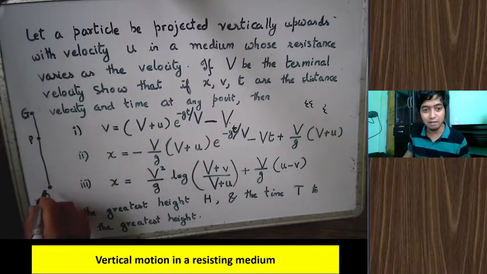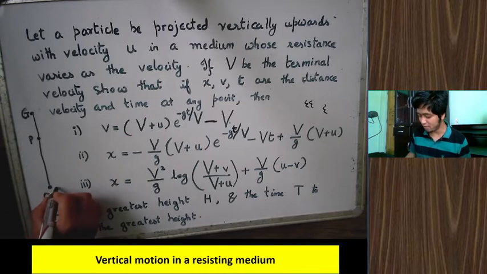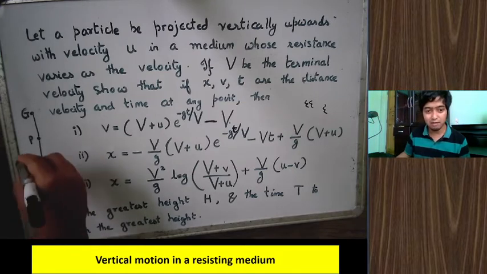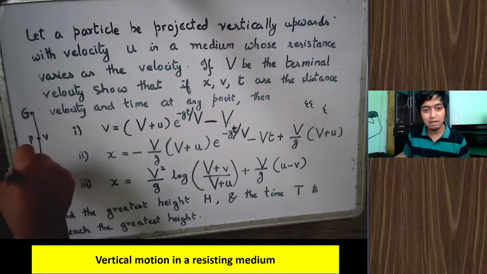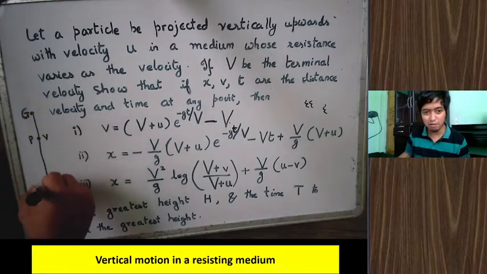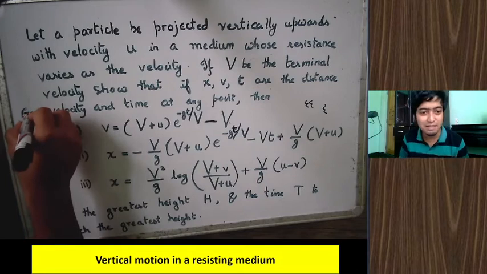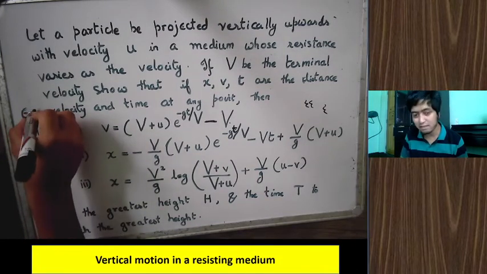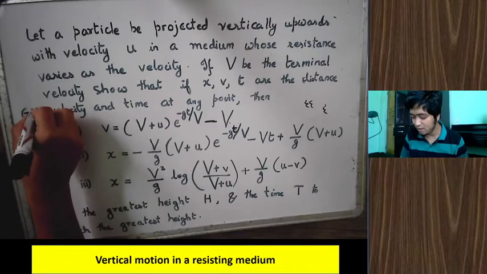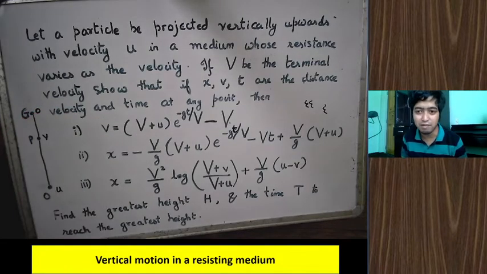So we have a particle projected with some velocity u. At any point of time, its velocity will be v. P can be anywhere on this path, and G is the greatest height that the particle attains. Over here, the velocity will be 0. That is the velocity at the greatest height.